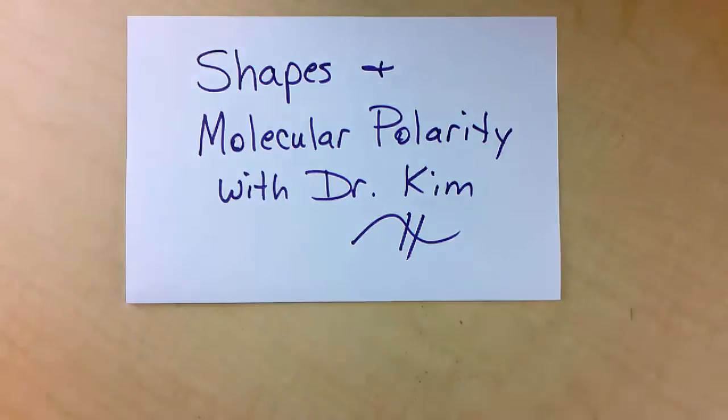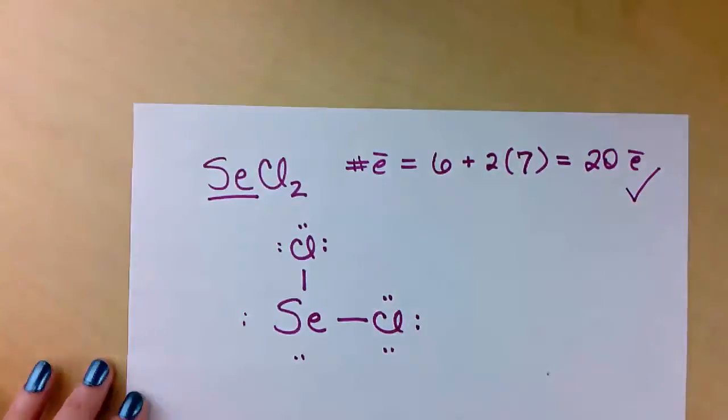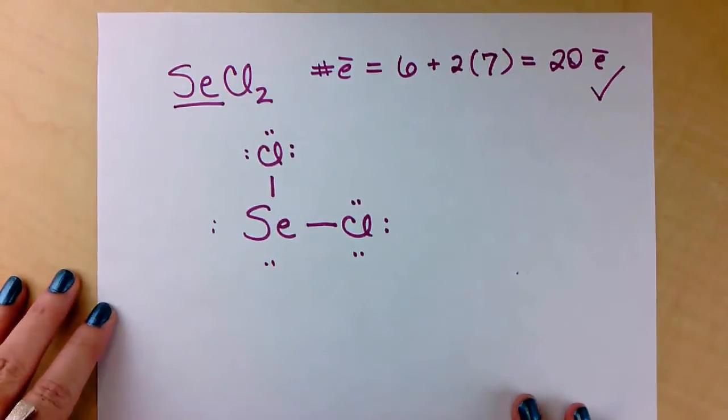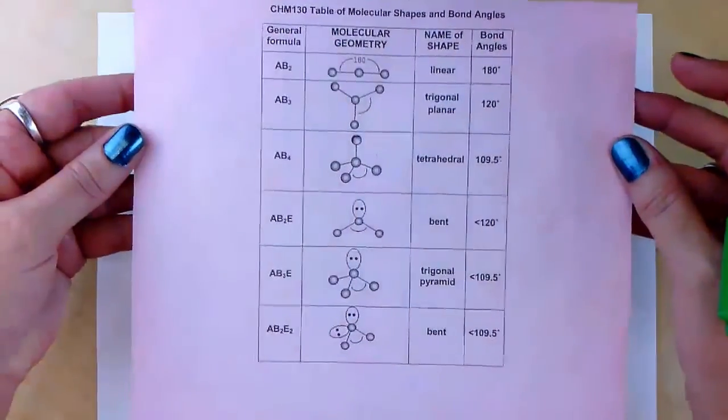What we're going to do now is take the Lewis dot structures that we drew in another video and determine the shape of those molecules and determine if the molecule is polar or not overall. Our first example is SeCl2. Previously, we drew the Lewis dot structure and got this. What we're going to do now is figure out the shape of this molecule. You will need to have your Chem 130 shapes table in front of you.